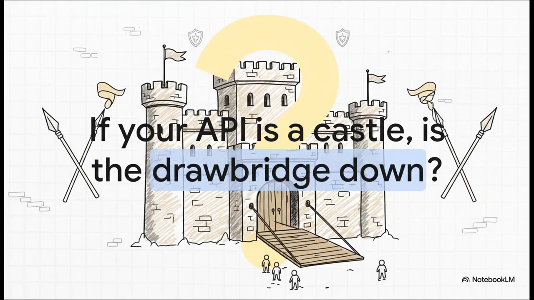Seriously, think about it. An unsecured API is basically a castle with the drawbridge down and a giant welcome sign for attackers. So in this explainer, we're going to raise that bridge, we're going to fortify the walls, and we're going to lock down that treasure vault. All right, let's start building our defenses, layer by layer.